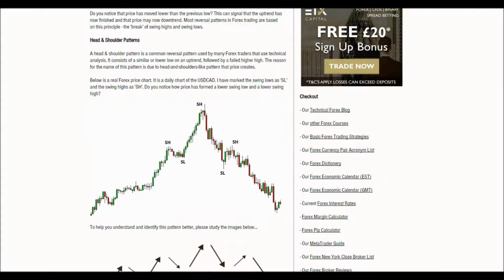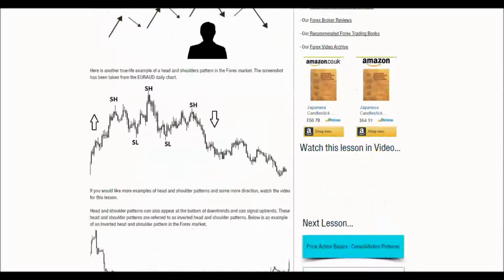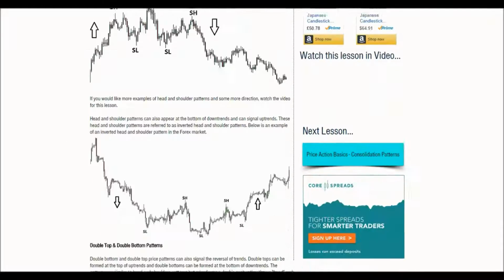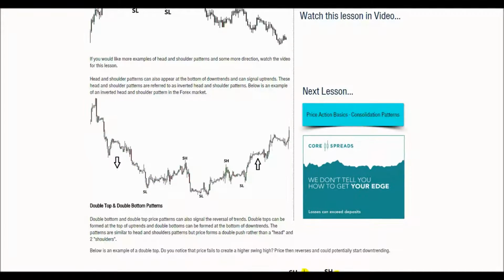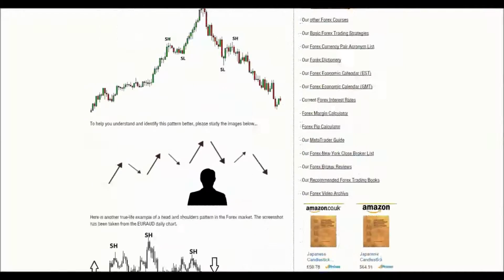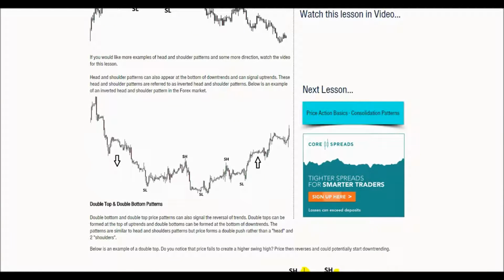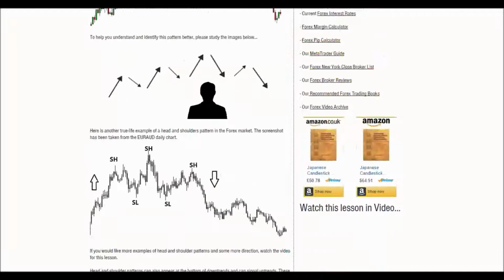Now, an inverted head and shoulders pattern is basically the same, but for when a downtrend turns to an uptrend. So this is an inverted head and shoulders pattern. Price is downtrending. We have a shoulder, a head, a second shoulder, and then we start uptrending. So something like this. So head and shoulders patterns are for uptrends that may reverse, and inverted head and shoulders patterns are for downtrends that may reverse.